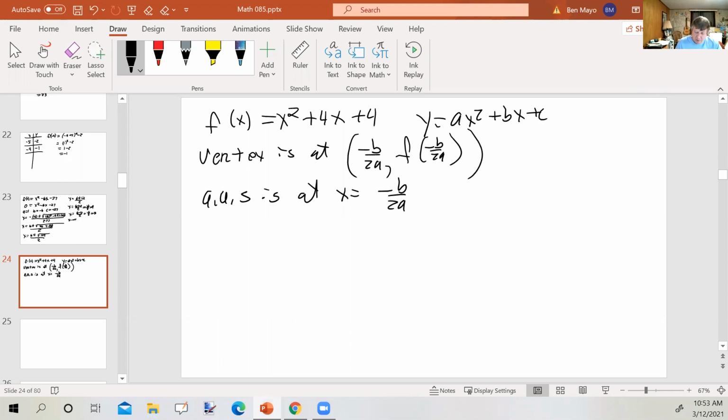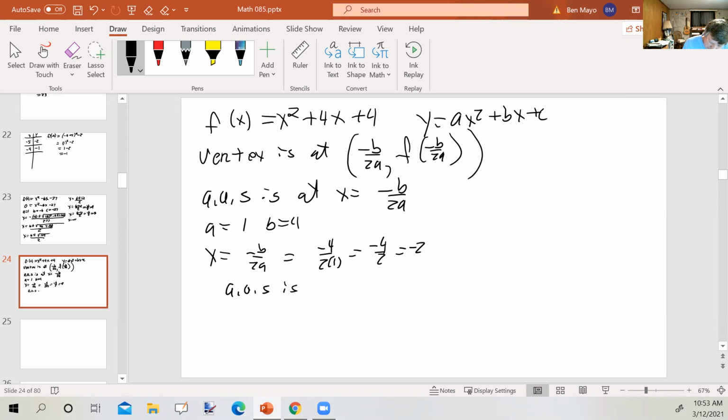Okay. So for this particular problem, a is 1 and b is 4. So x equals -b over 2a would be -4 over 2 times 1, which is -4 over 2, or -2. So the axis of symmetry is at x equals -2. The vertex is going to be at -2, comma, f of -2.